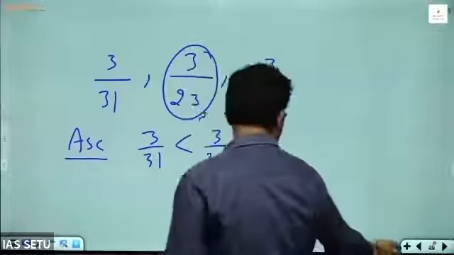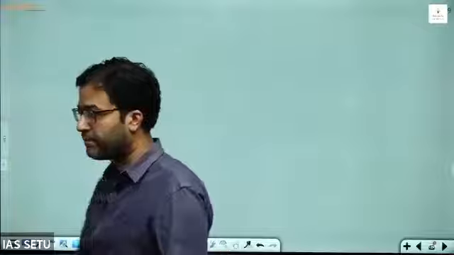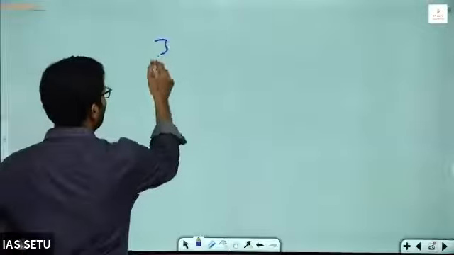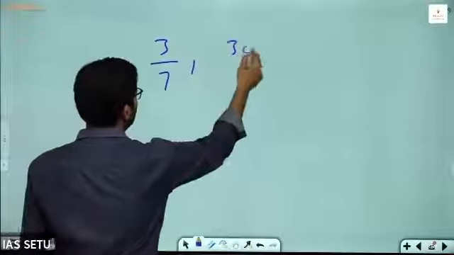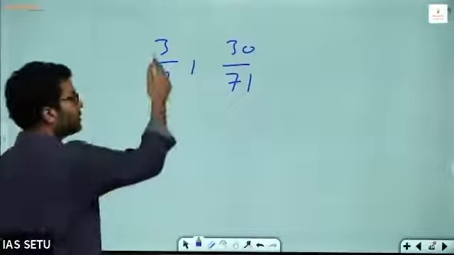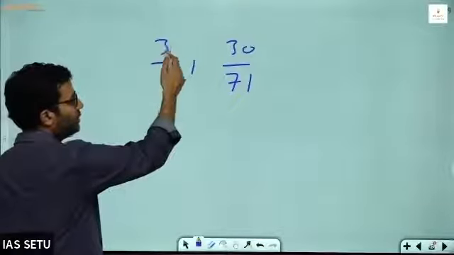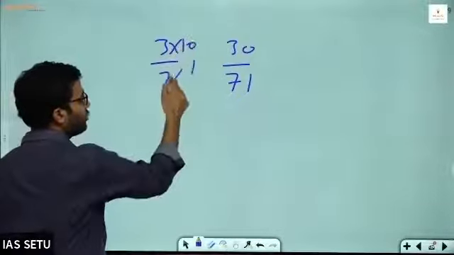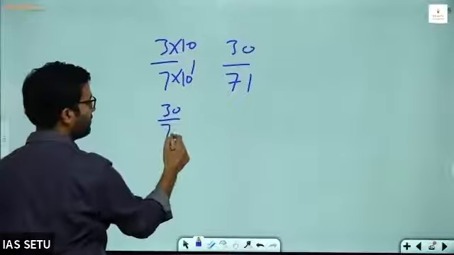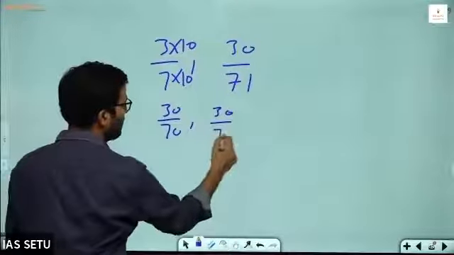Next, in type 2, sometimes numerator is not constant, but we can make numerator constant. 3/7, 30/71. So it is 3, this is 30, we can make it 30 by multiplying by 10, but you have to multiply denominator also by 10. So this is 30/70, this is 30/71.